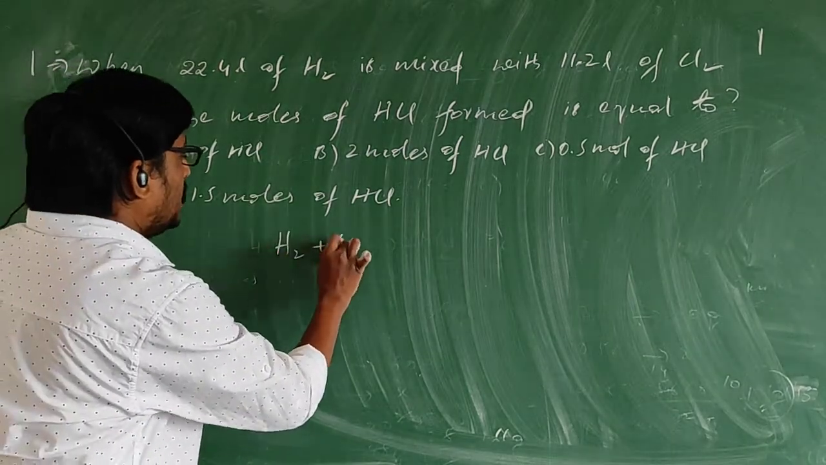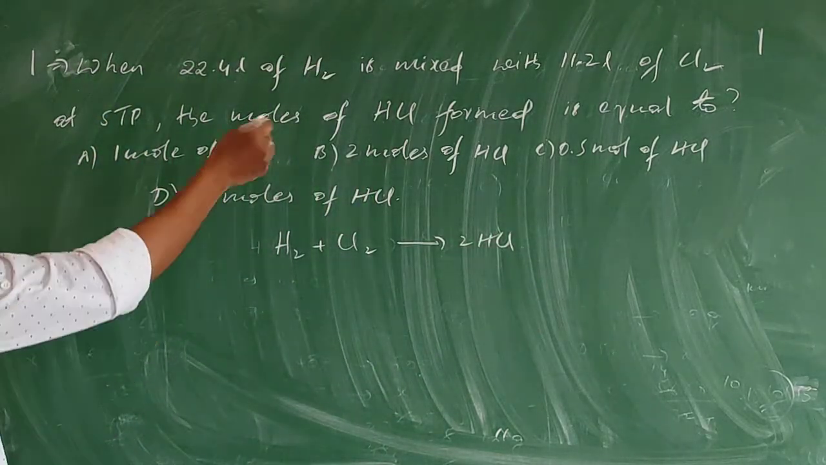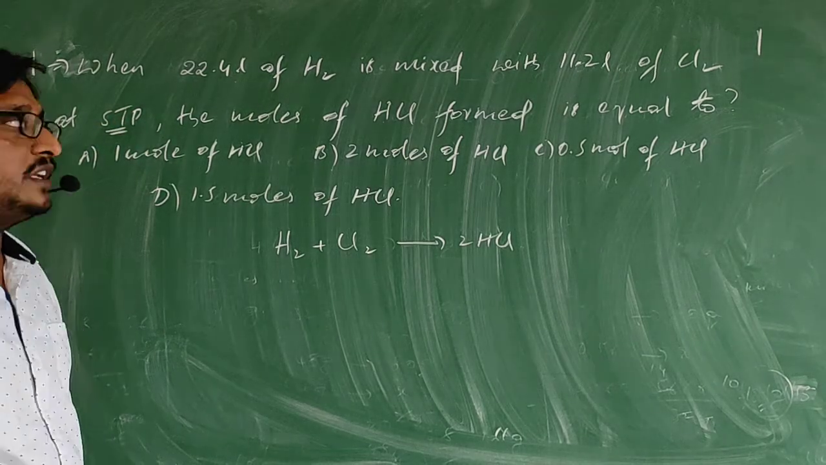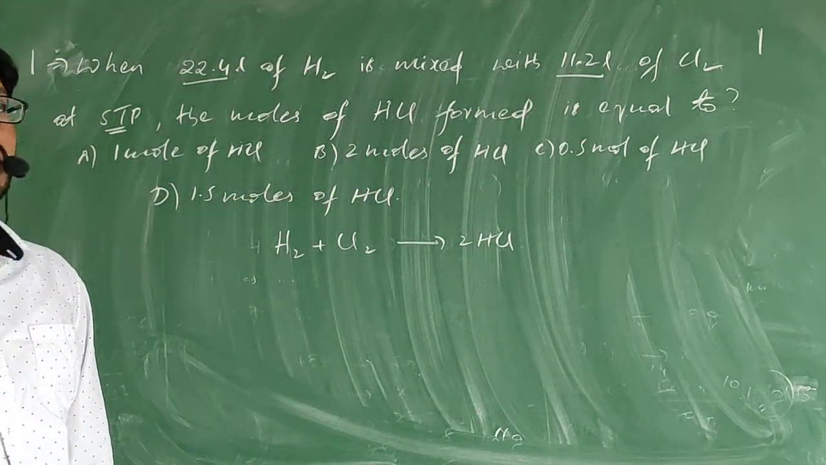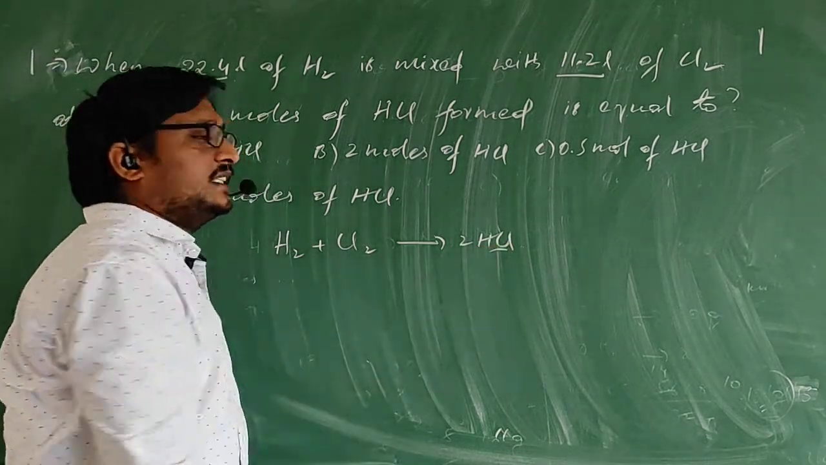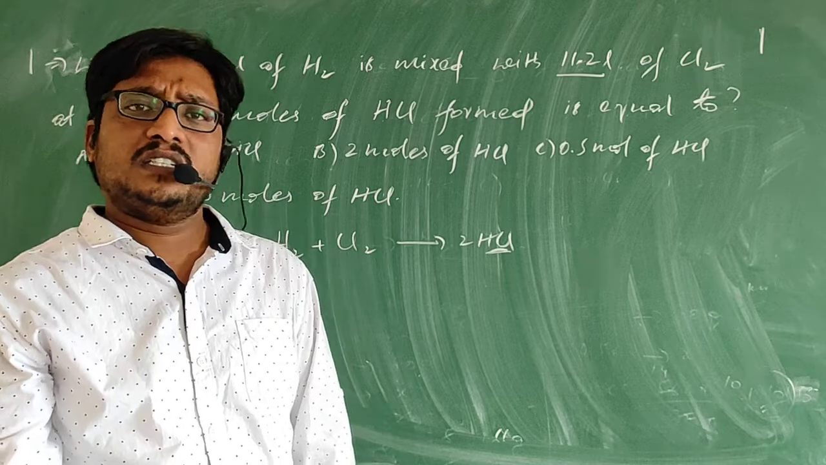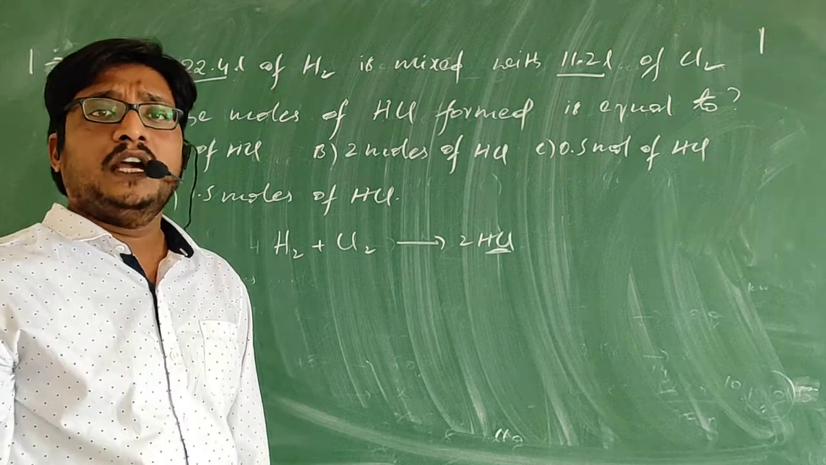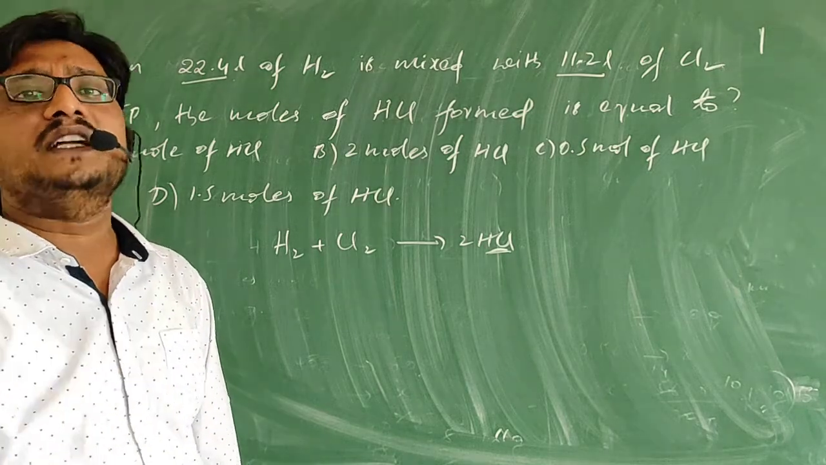Okay, H2 reacts with chlorine to form HCl. And he is saying one thing: hydrogen and chlorine are reacting at STP conditions. What volumes of hydrogen and chlorine are reacting? He has given 22.4 liters of hydrogen reacting with 11.2 liters of chlorine. So what is the amount of HCl formed? In order to know the amount of HCl that gets produced, we need to know the limiting reagent. Simple thing. See how many questions we have come across in the previous year questions based on the limiting reagent. So you need to know what is limiting reagent and how to find the limiting reagent.